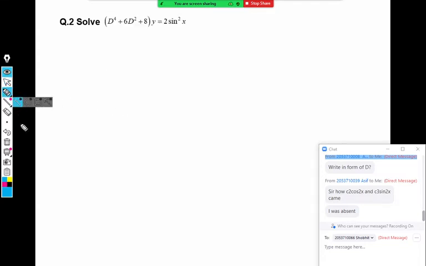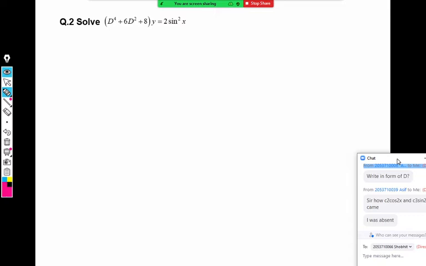Question number 2 is here on the screen. Step 1 in a solution is yc. To get yc, we equate the auxiliary equation to 0. So it's d raised to 4 plus 6d square plus 8 equal to 0. Now you should tell me the roots. How to get the roots now?